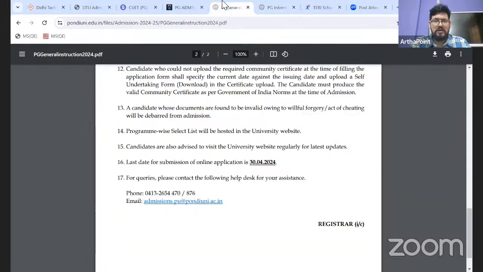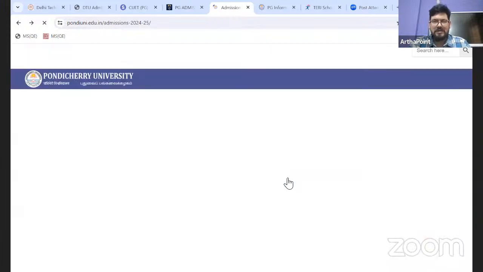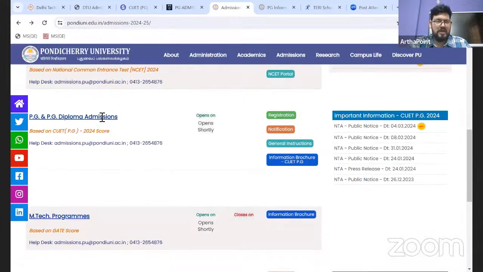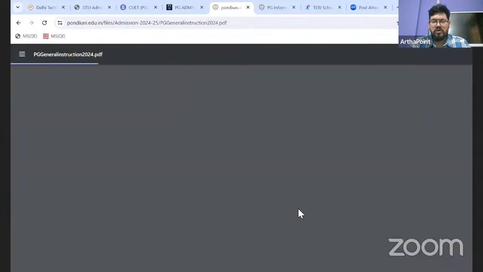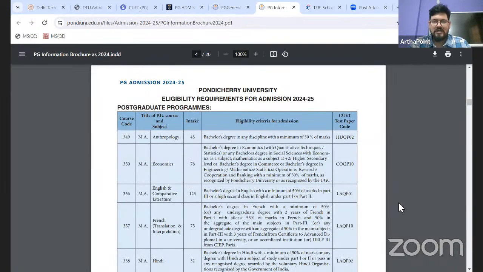However, अगर आप Pondicherry University के admission page पे जाओगे, I still can't see the registration portal active अभी. ठीक है. So it says opens shortly. So registration portal is not yet open for Pondicherry University. Do consider it. It's a good option. ठीक है. Let me just share the. Meanwhile, it's uploading. ठीक है.